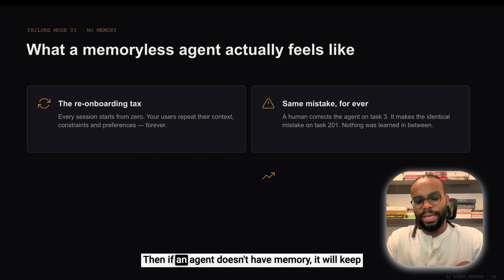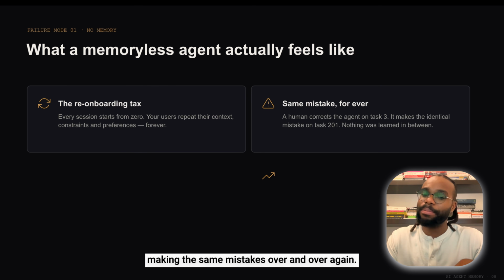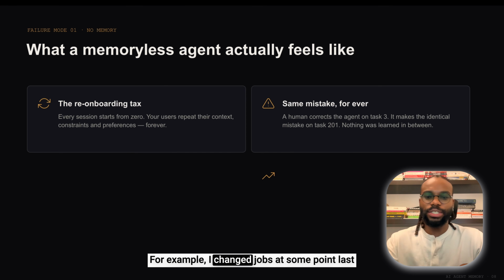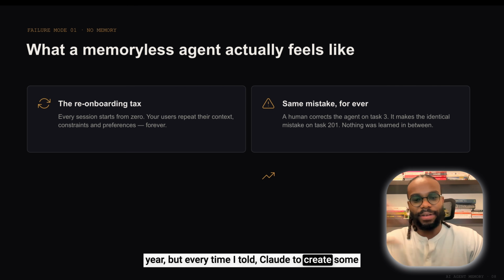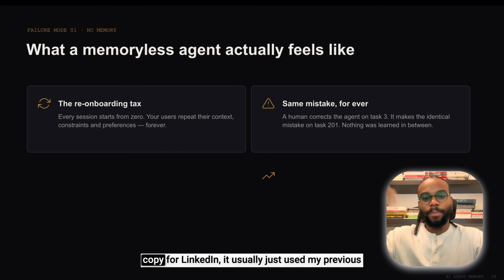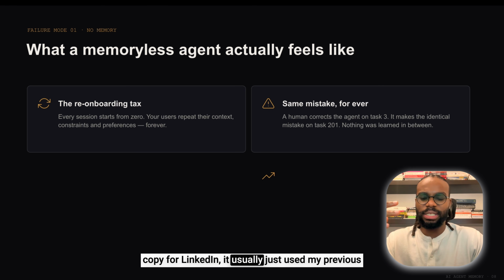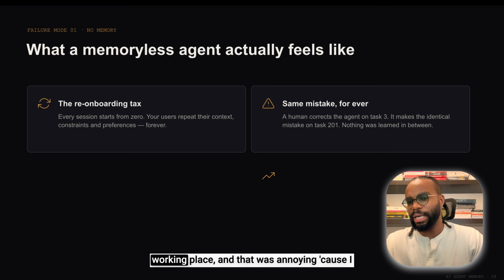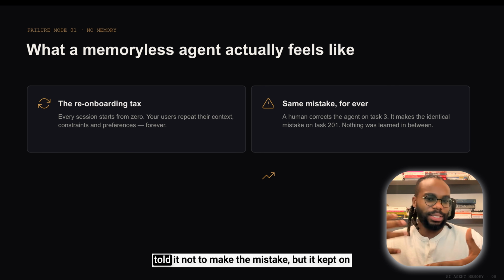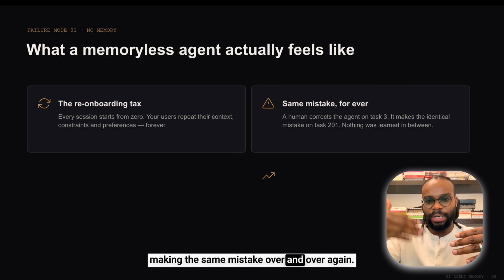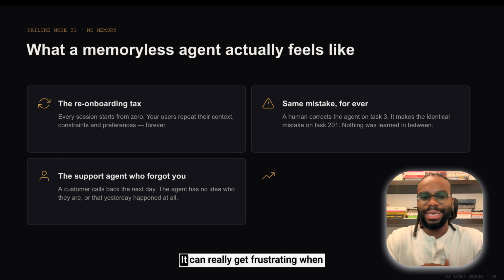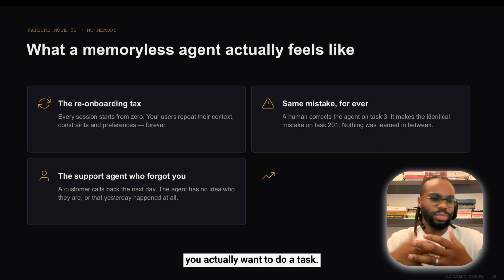Then if an agent doesn't have memory, it will keep making the same mistakes over and over again. For example, I changed jobs at some point last year, but every time I told Claude to create some copy for LinkedIn, it usually just used my previous workplace. And that was annoying because I told it not to make the mistake, but it kept on making the same mistake over and over again. It can really get frustrating when you actually want to do a task.